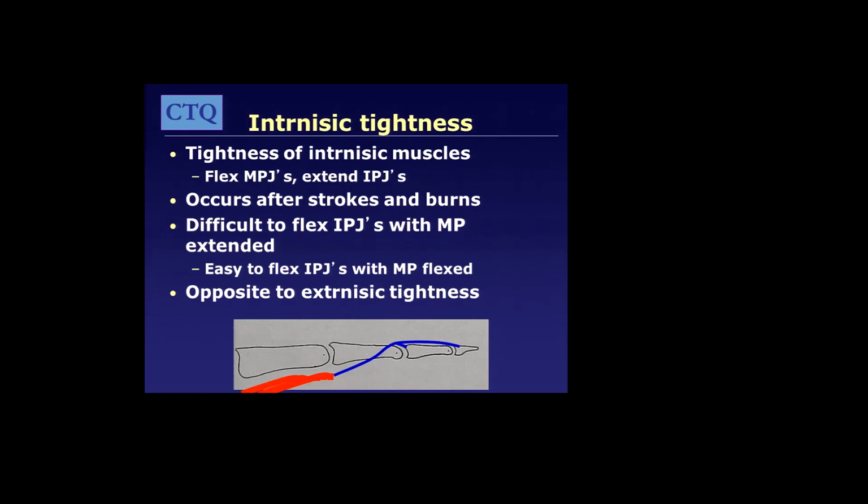We talked about intrinsic tightness, the intrinsic tightness test. Intrinsic tightness can occur after strokes and burns. Basically, what you get is inability to flex the IP joints with a metacarpophalangeal joint extended. So if the MP joint is extended, it's hard to bend the fingers. If you allow flexion of the MP joints, then IP joint flexion is easier.